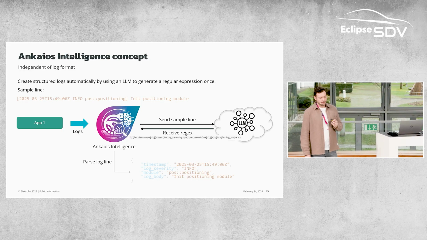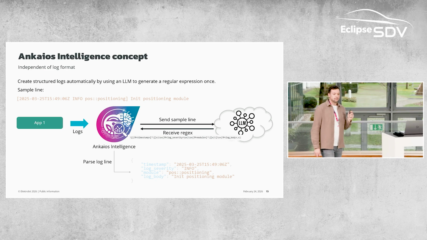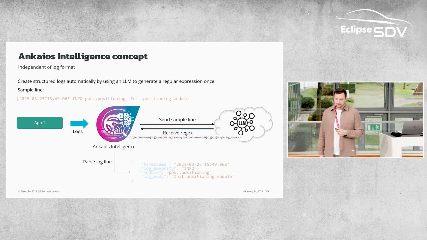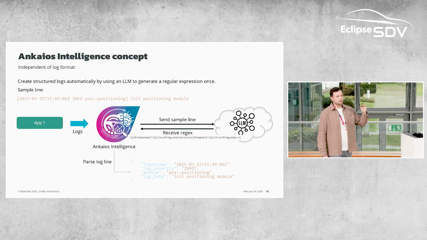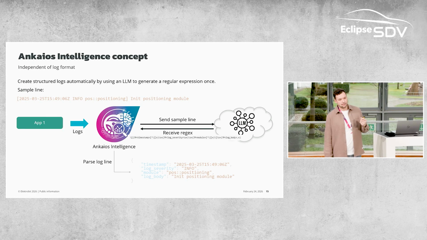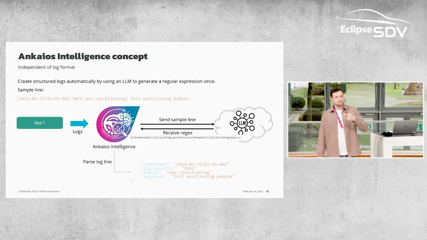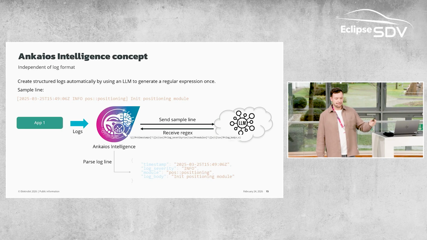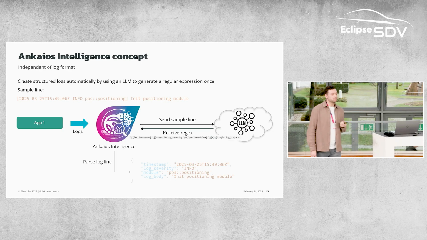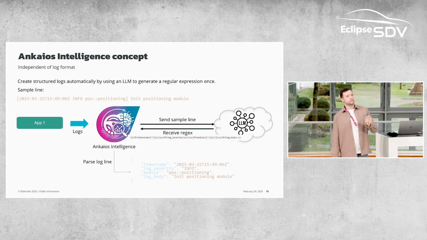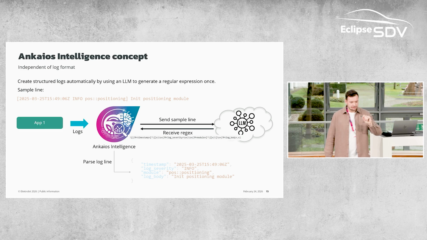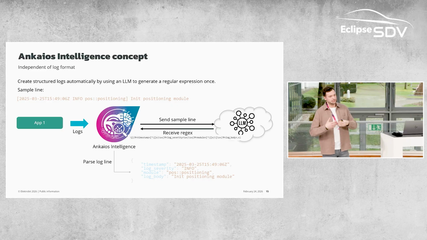We found out that the larger cloud LLMs are really good in constructing regular expressions. So the Ankaios intelligence workload, which is doing the edge analytics and the anomaly detection, if it sees a new log line, it will send a sample line to the cloud. And the cloud LLM will just construct the regular expression and return it, and in this way, we are independent of the log format, because it can use this regular expression to create a structured log, which can then be used for post-processing. And of course, if you would start the deployment in production again, this regular expression can already be reused and stored.